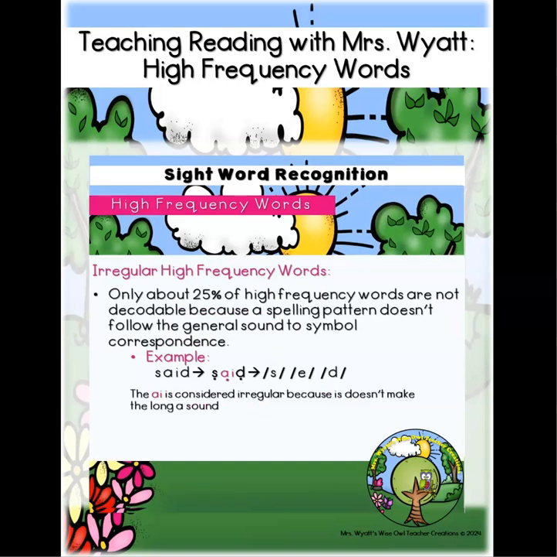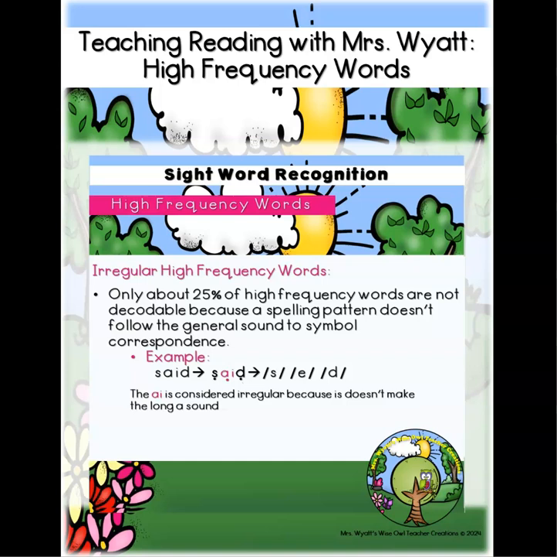Only about 25% of high frequency words are not decodable, and that's because the spelling pattern within the word doesn't follow the general sound to symbol correspondence. So in this example, the sight word said, the s and the d are considered regular because that sound to symbol is correlating. It's that AI that's not. In the word said, the AI is saying eh. It's not saying the long A sound. It's not saying A. And that's why that AI is considered irregular.